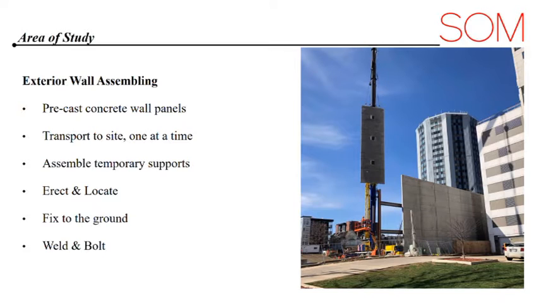After trucks arriving at the site, laborers will climb on the truck to assemble temporary supports and hooks. Then the crane will operate to erect the panel and move it to its designated location, and the laborers will work to fix the panel to the ground. Further connections to stabilize the panels will be welded and bolted afterwards.